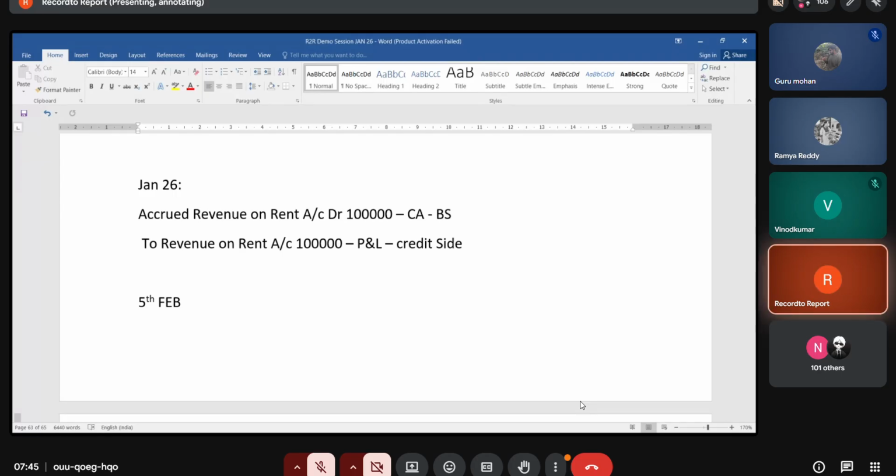Is it clear? Yes, Vinod. Okay. So this is about reversible and non-reversible and how it has to be treated, guys. What is reversible and what is non-reversible? What are the various sorts of entries to be booked? We've seen a couple of examples, guys. Yes, understand?